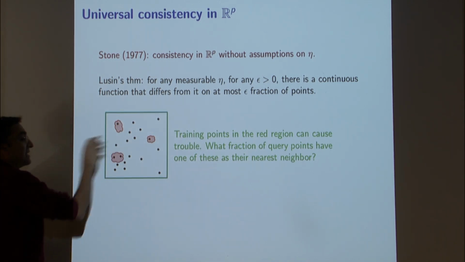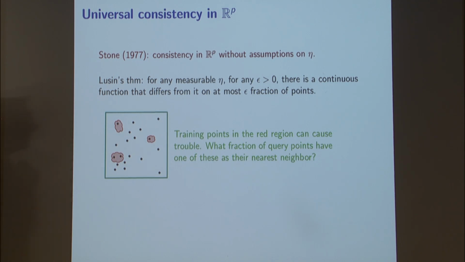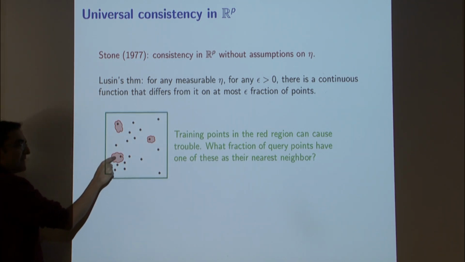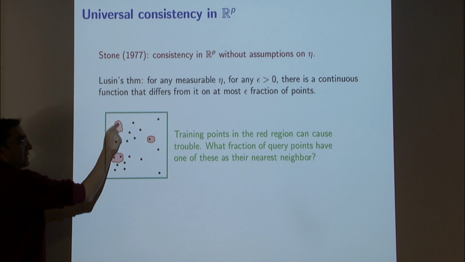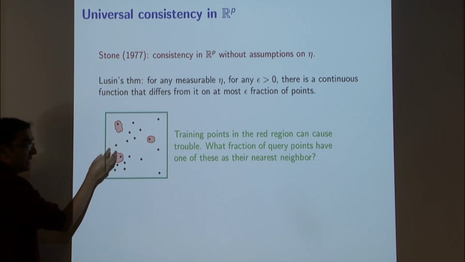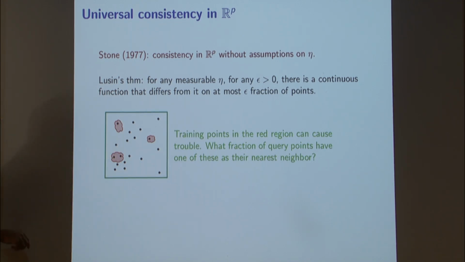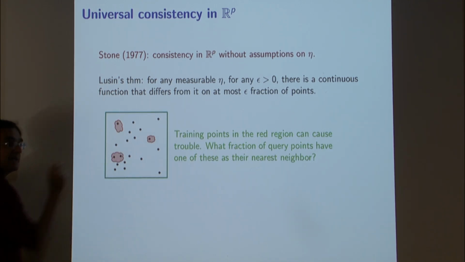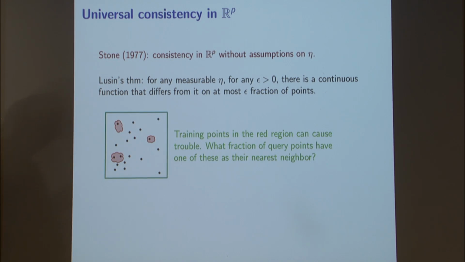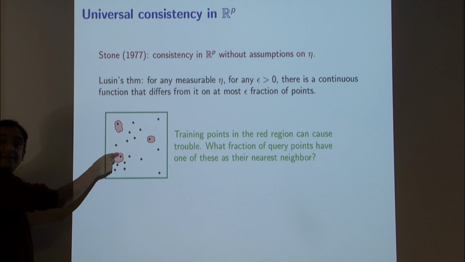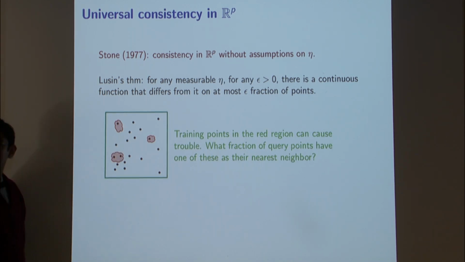The regions where this continuous approximation does not hold. The problem is that a bunch of training points will lie in here. Since this has probability mass epsilon, roughly epsilon n points will lie in here. So quite a lot of points will lie in here, and these points can have a very bad effect if they end up being the nearest neighbor of the query. If one of these is the nearest neighbor of the query, then we're in trouble.